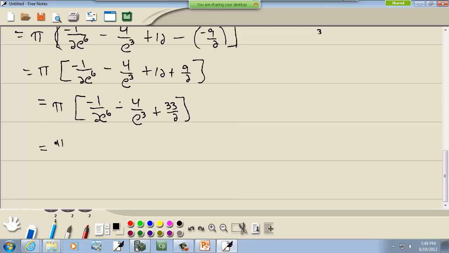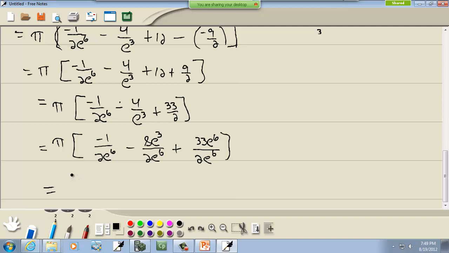Could. It would be 2e to the 6. This one already has that. This one, I would multiply the bottom part by 2 and e to the third, so that gives us 8e to the third. This one, I'd multiply the bottom part by e to the 6, so this gives us 33e to the 6.